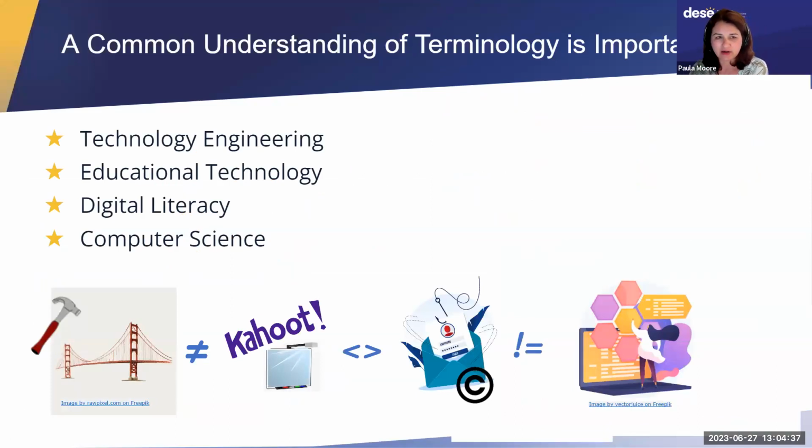I want to clarify, because we had a lot of people register for this information session, and I want to make sure that we're all on the same page for terminology. There are 4 terms that I always found got very confused when I was in a school system: technology engineering, educational technology, digital literacy, and computer science. This grant is only for digital literacy and computer science.